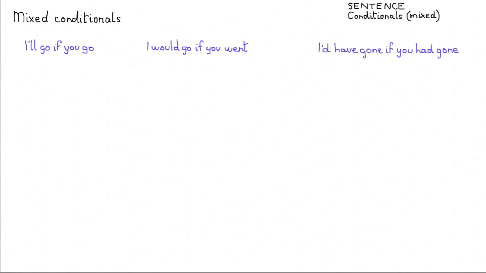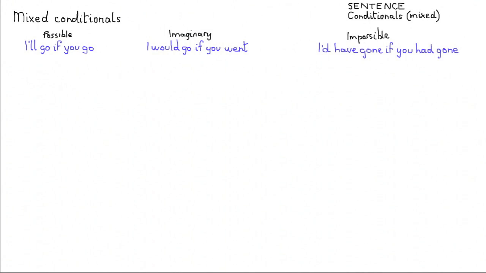We're looking at mixed conditionals, and before we do that, let's just go back and look at the three that we looked at before in three other videos. First of all, I'll go if you go, which is future possibility. I'll just write possible there, it's a real possibility. And then I would go if you went, which is imaginary. I'll write imaginary. And then finally, I'd have gone if you had gone, which is the impossible one, set in the past, but it's impossible because it didn't happen.